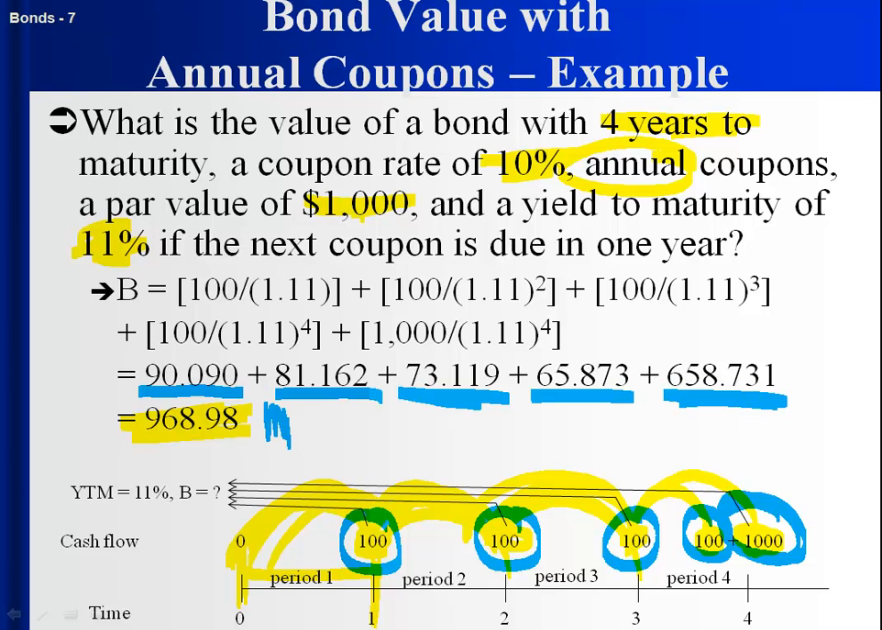The bond is equal to these 5 payments. So if I were to ask a question, what is the present value of the coupon expected in 3 years? The answer is 100 divided by 1.11 to the third. That's worth $73.12.